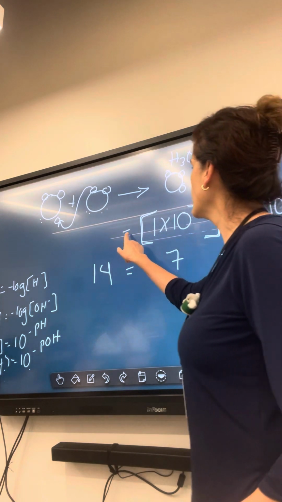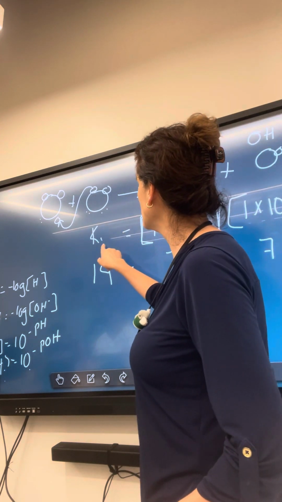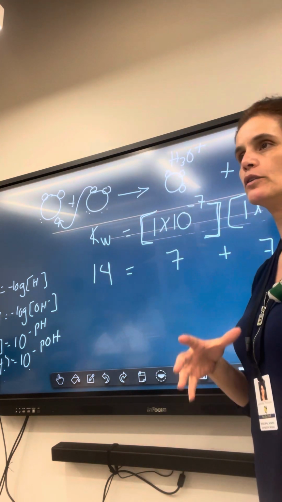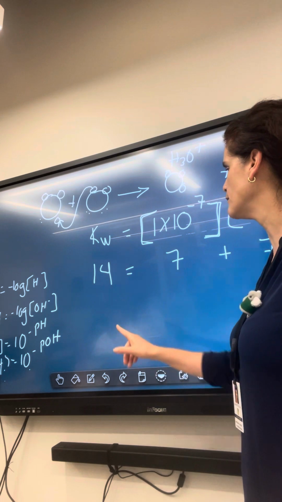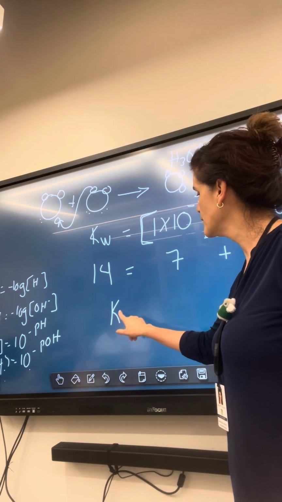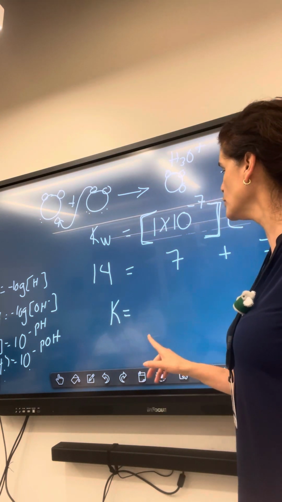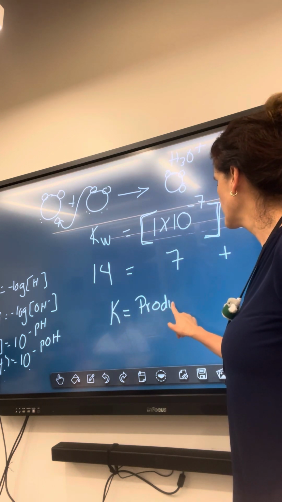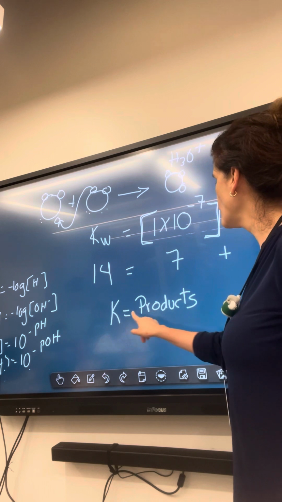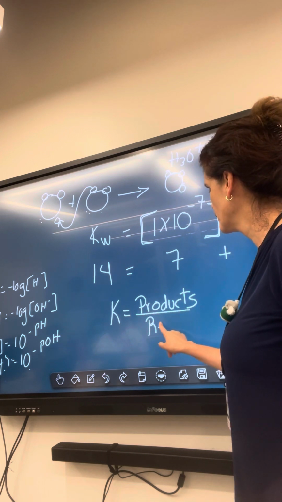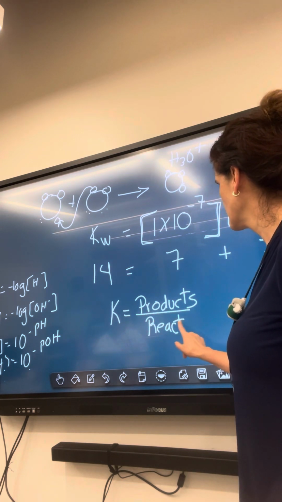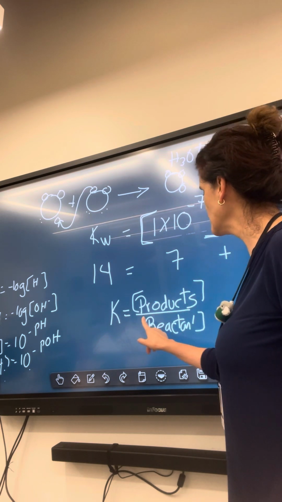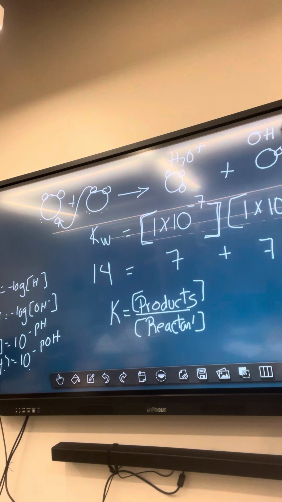The other thing that we have is this is equal to KW. And KW is going to be a concept that is the hardest concept we're going to have today. K is going to be a ratio of your products over your reactants. And it's literally the concentration of the products, in this case, divided by the concentration of reactants.